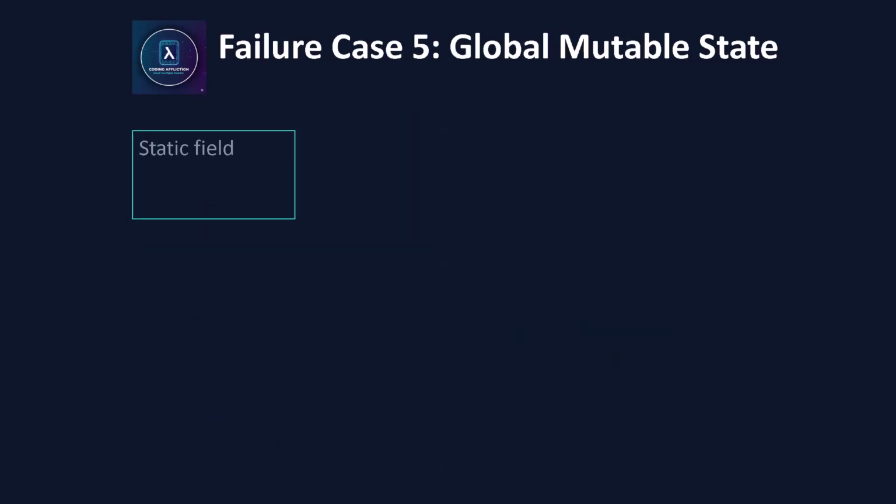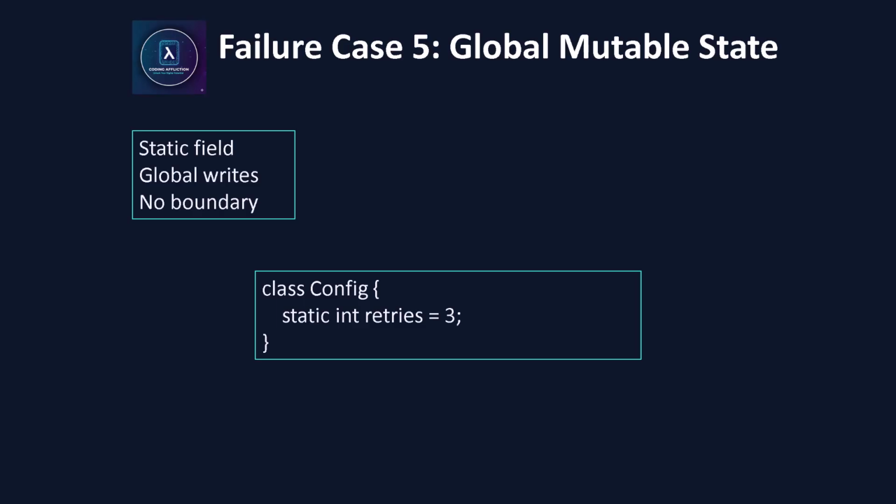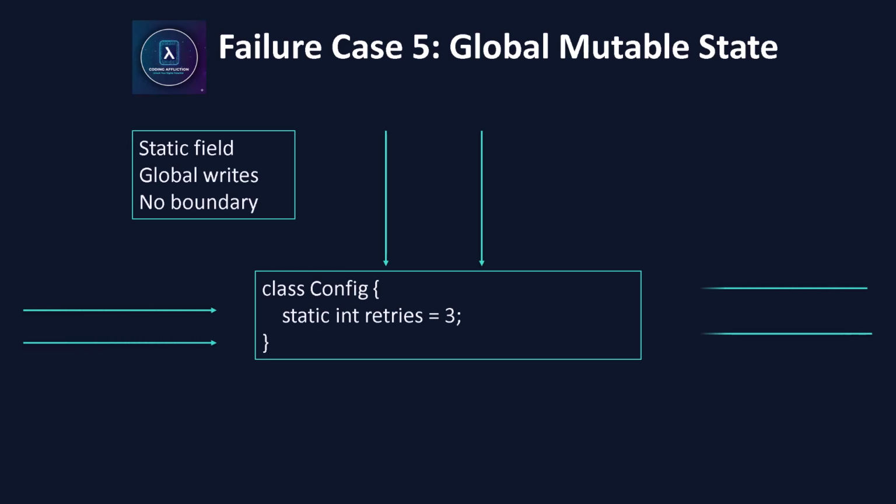Global mutable state removes boundaries entirely. Any method anywhere can mutate it. Ownership disappears. Now behavior depends on global call order. Tests interfere with each other. Debugging becomes systematic. Global mutation is boundary collapse.